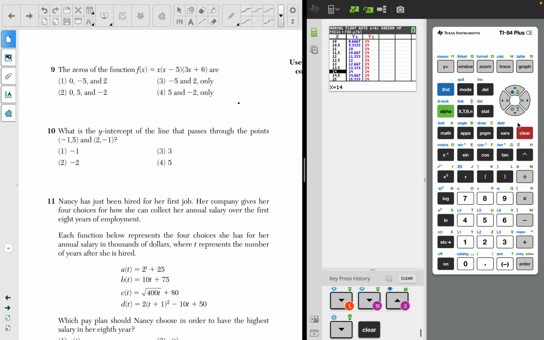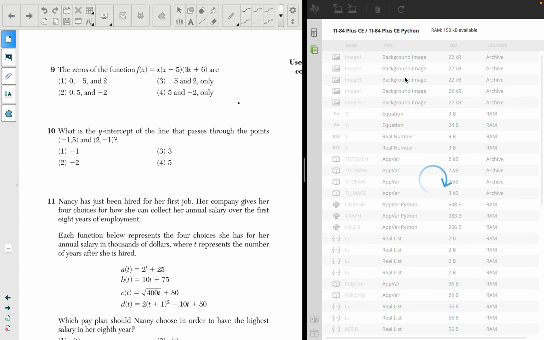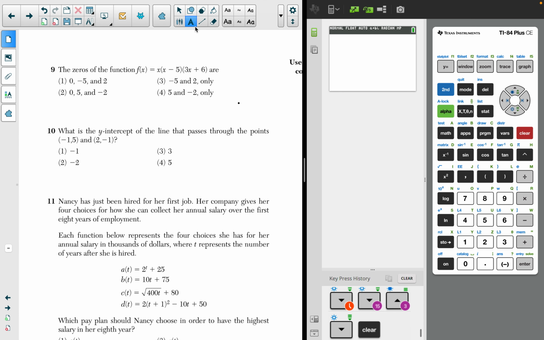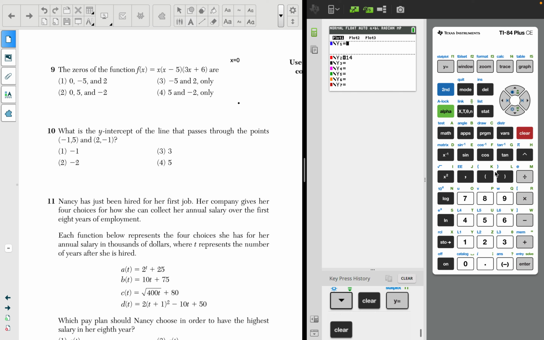The next type of question that we can use the calculator for is what's called the zeros question. When you're asked to find the zeros, you're asked to find the x-intercept. What is the x-intercept? It's where y is equal to 0. So what we can do is type in the main function into y equals.